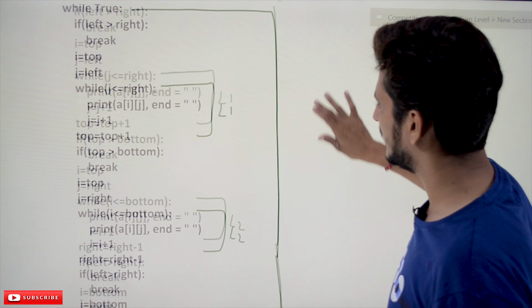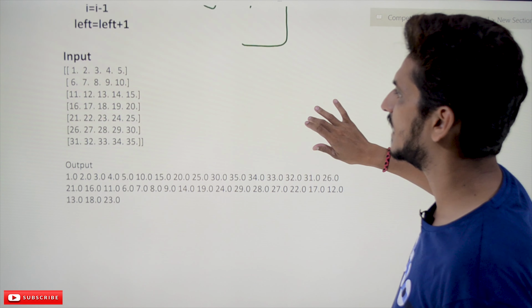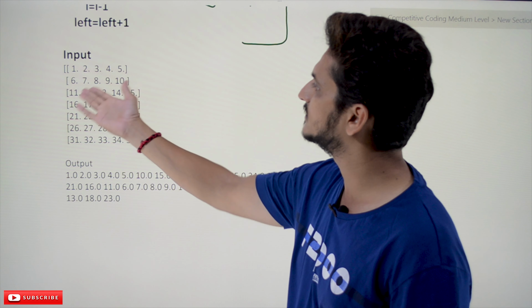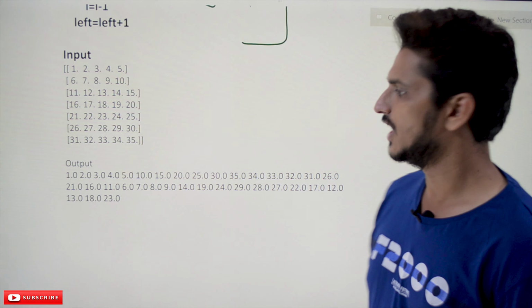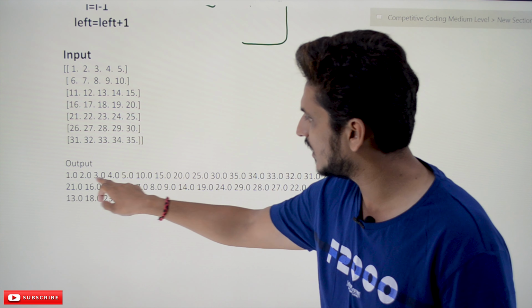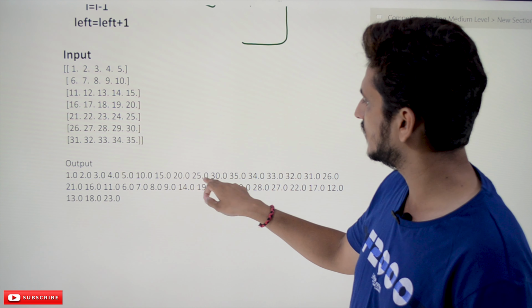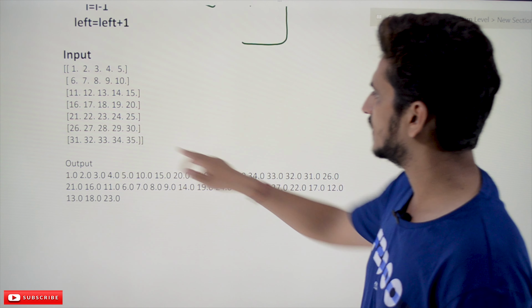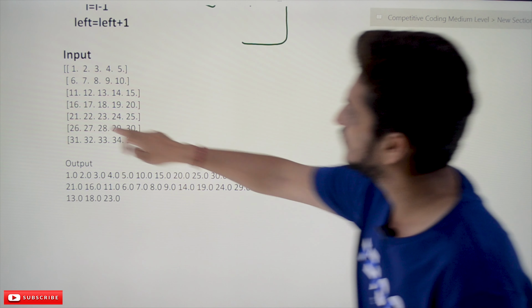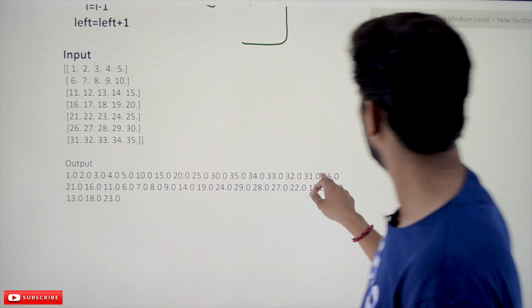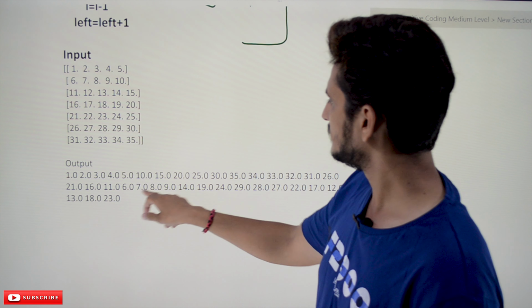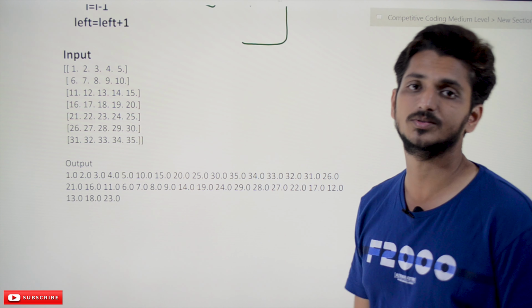As an example, we already executed this code with this example. See, a 7 by 5 matrix has been taken. This is how the input is taken: 1 2 3 4 5 6 7 8 9 10 up to 35 elements. The output displays 1 2 3 4 5, then 10 15 20 25 30 35. After that 34 33 32 31. After that 26 21 16 11 6. After that 7 8 9. That is how it is going to display.